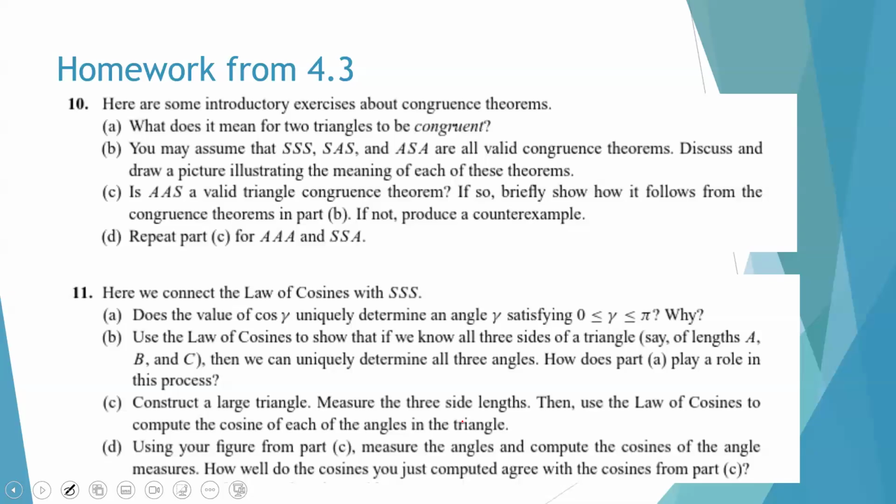Part B, you get to assume that side, side, side, and side, angle, side are all valid congruence theorems. Discuss and draw a picture illustrating the meaning of each of these. So what is this going to look like? I'm not going to do it for every one of these, but let's just look at, let's do something like this. So first, two triangles, and I want them to be congruent.